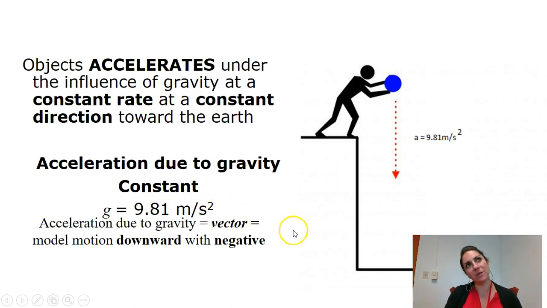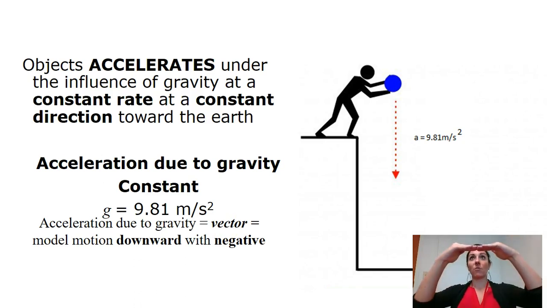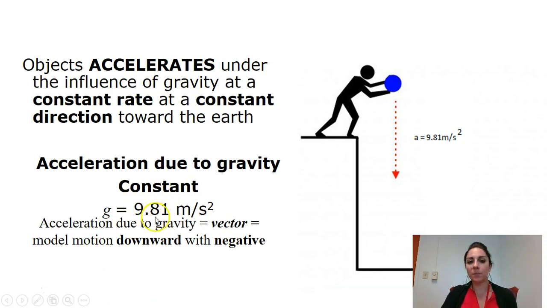So 10 meters is about a story. So it's pretty fast, actually. It's 32 feet per second squared. Now, acceleration is a vector, so we have to model its direction. Since we usually call the upward motion positive, gravity, since it's directed downward toward Earth, is going to be modeled with a negative sign. But keep in mind, this value is positive. The sign tells us the direction. So we're always going to use a downward direction with a negative sign.